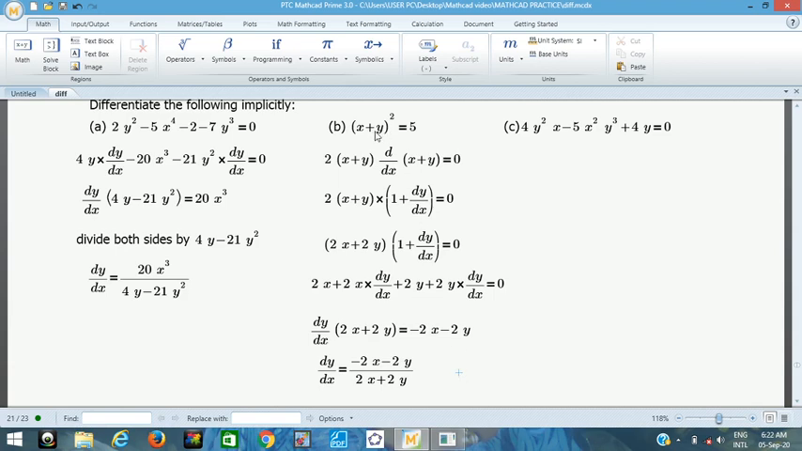Number 2, which is x plus y raised to the power 3 equals to 5. When you differentiate it using implicit function, this is the result you are going to get for dy dx. So if you wish, you can also go one step further. Since 2x plus 2y is in the numerator, you can factorize it also. So when you factorize this one, I'm going to get minus, open your bracket. Minus is common in the numerator now, which is 2x plus 2y.